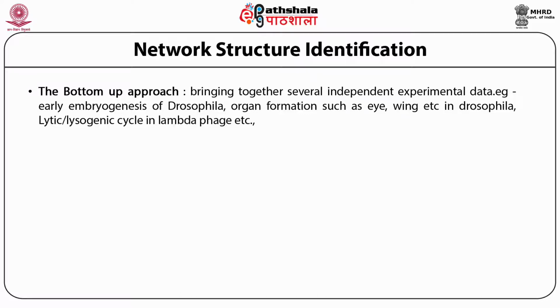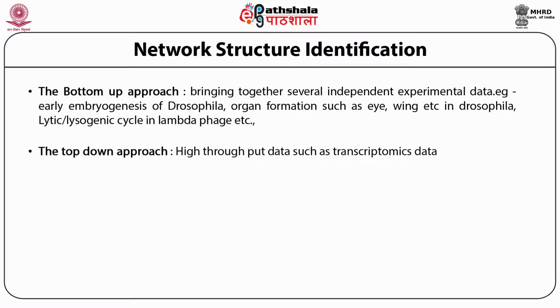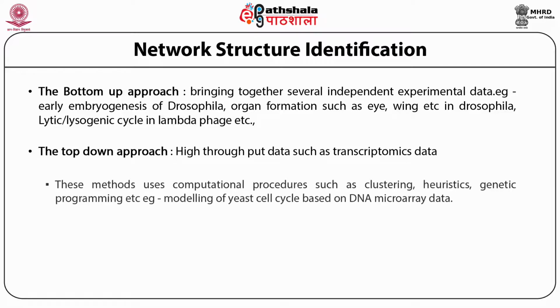The second approach is the top-down approach, where high throughput data such as transcriptomics data, microarray data could be used to identify the network structure. These methods use computational procedures such as clustering, heuristics, genetic programming, etc. to identify the structure. For example, modeling of yeast cell cycle based on microarray data could be an excellent example for the top-down approach of network structure identification.